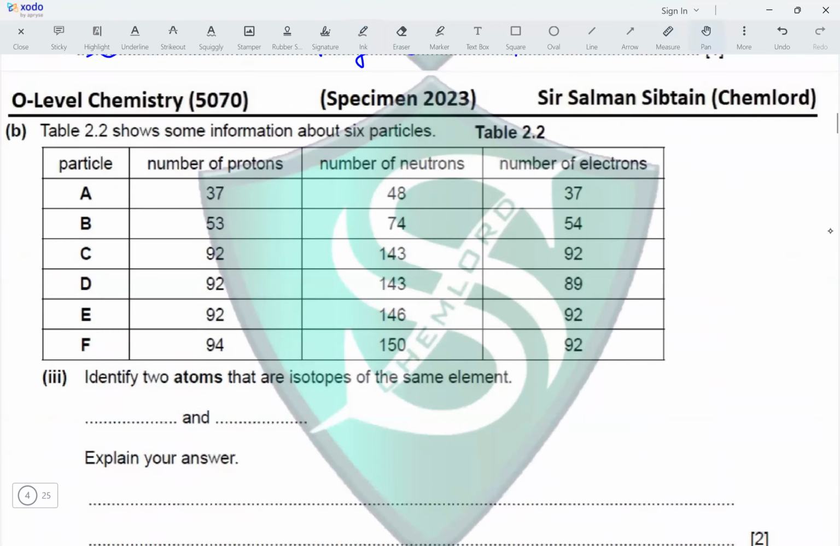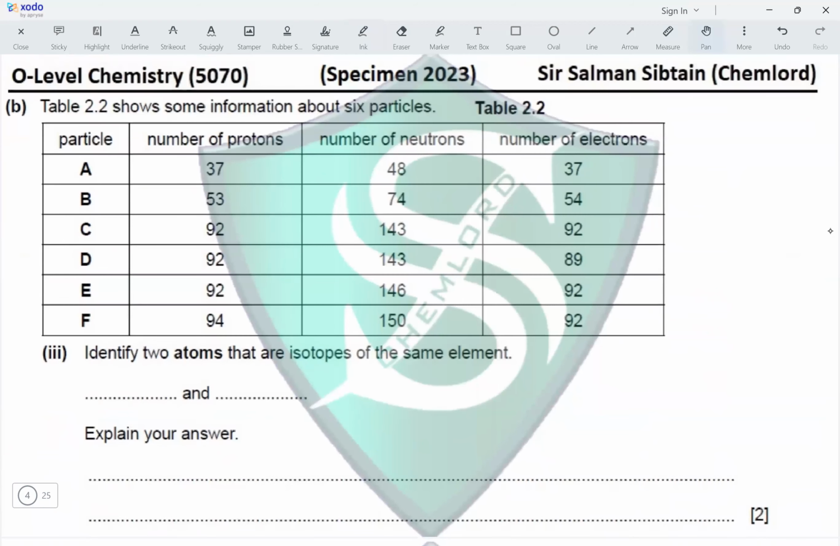Next, part B continues with its third portion. Identify two atoms that are isotopes of the same element. And we need to explain our answer. So, what is an isotope? An isotope is an atom of the same element having the same number of electrons and protons, but different number of neutrons. So, same number of electrons and protons.